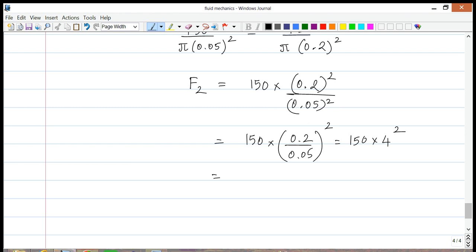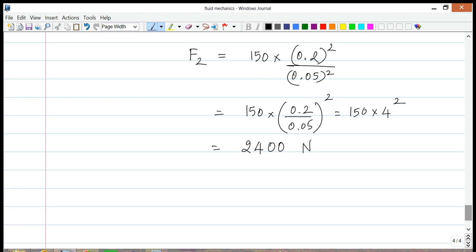So you don't need the calculator for this. To do 150 times 16, that's simple. So it is nothing but 2400 newtons. 2400 newtons is what we can get out on the other side. Okay, so simple, quick calculation. And also, if you want to find the mass, you can divide this by 9.8 to figure out the mass.